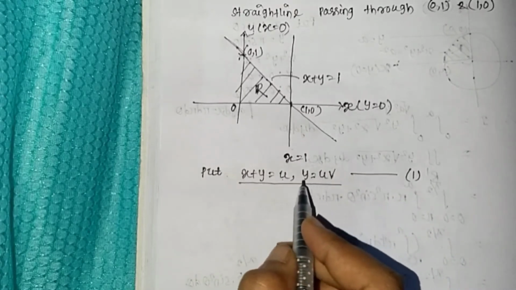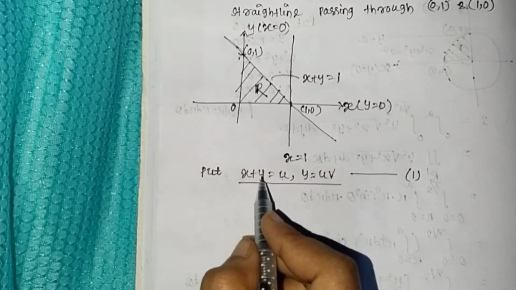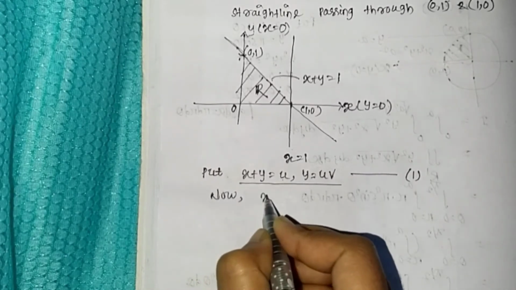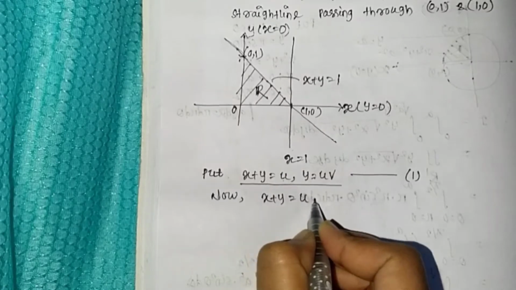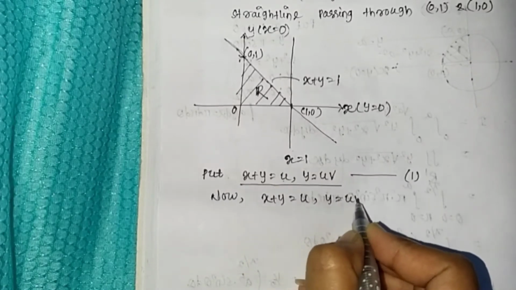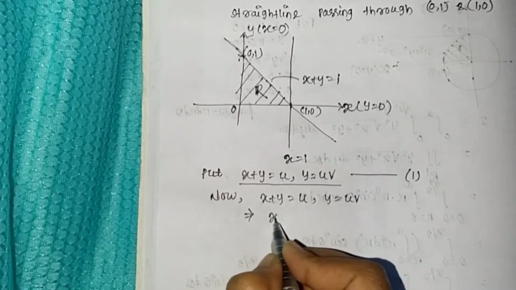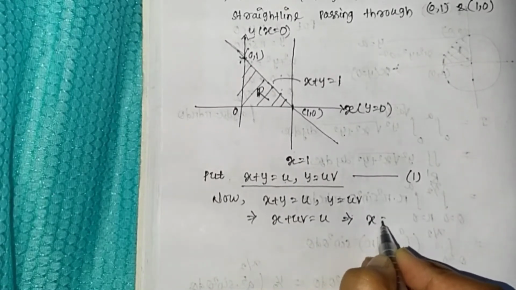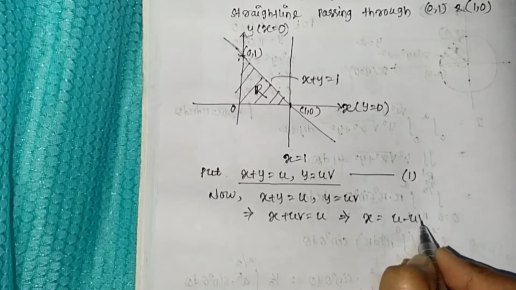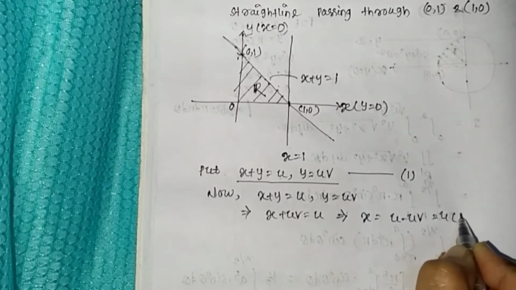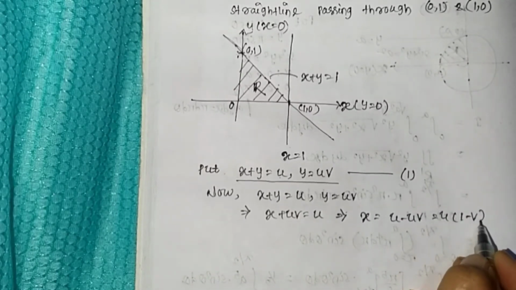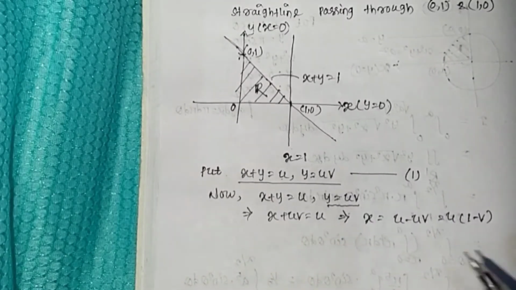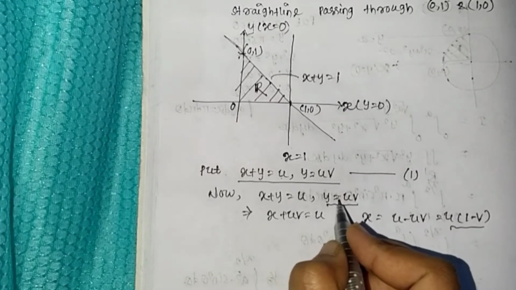So solving this, let's put the y value in here. Now our x plus y equal to u and y equal to uv. That implies x plus uv equal to u. That implies x equal to u minus uv, that is equal to u into (1 minus v). And y is the function in uv. So x is this and y is this.